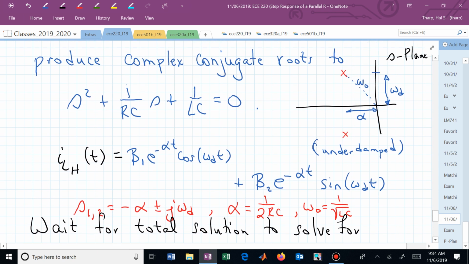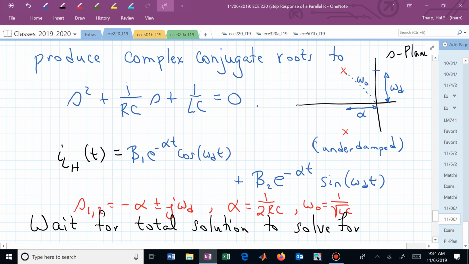Omega sub d, how do you find that? Once you have omega naught, 1 over the square root of LC, and you have alpha, you can draw this picture and find omega sub d. That is just from the Pythagorean theorem. Alpha squared plus omega sub d squared is omega sub 0 squared. That's relating the hypotenuse of a right triangle. And you can solve that for omega sub d.